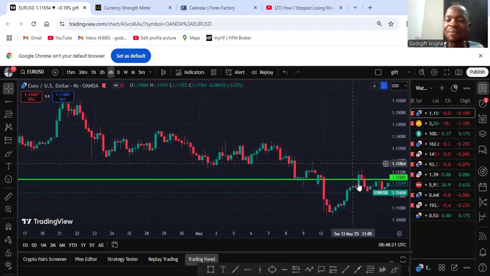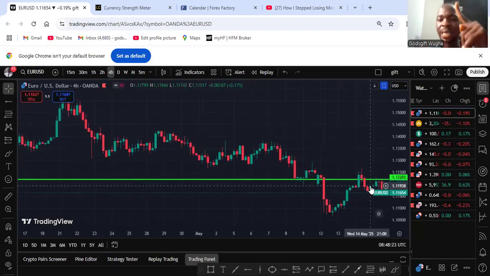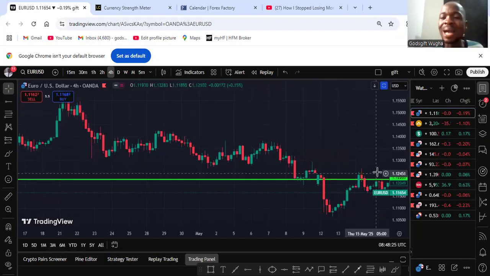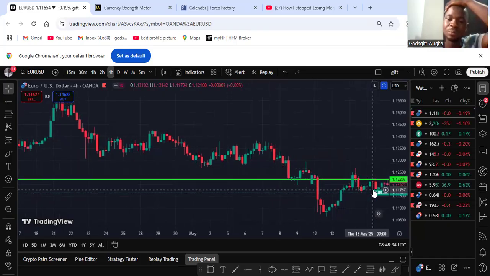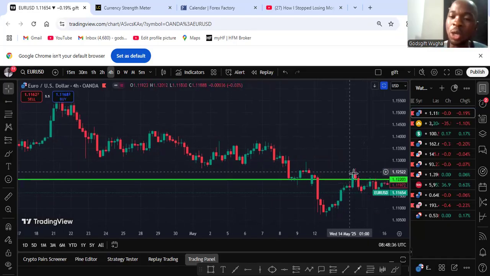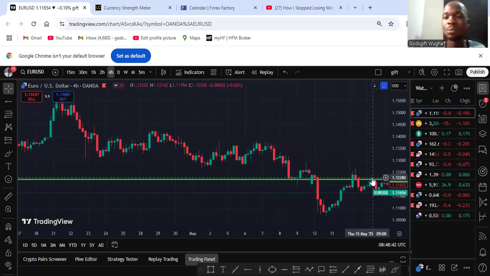Now, after the discount, another buy came in, but then it touched the resistance point and could not go up and break it, and dropped. You see the next candle drop. And this high is not equal to this high. So what we are seeing now is a lower high. This high is not even up to this. So the next red candle came in and dropped.